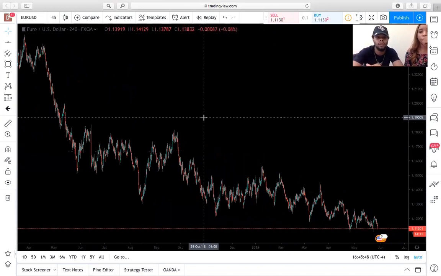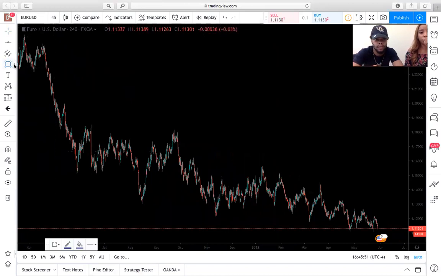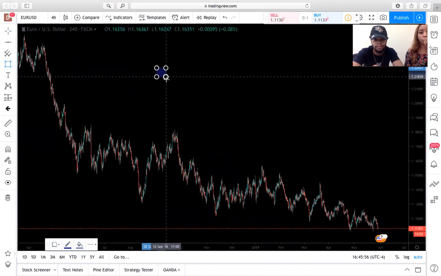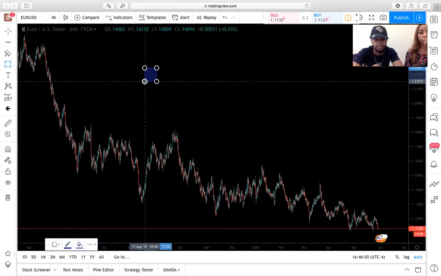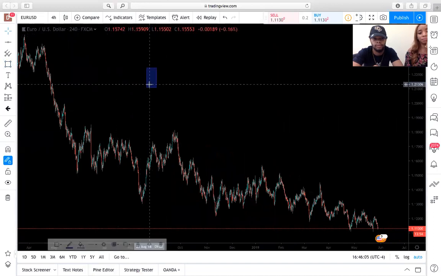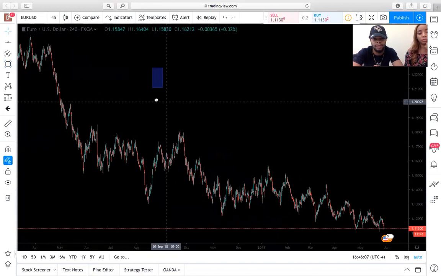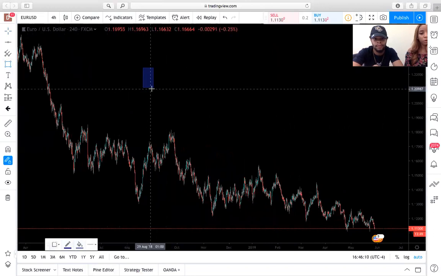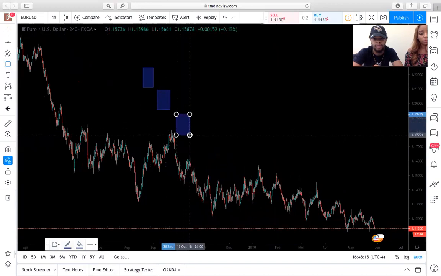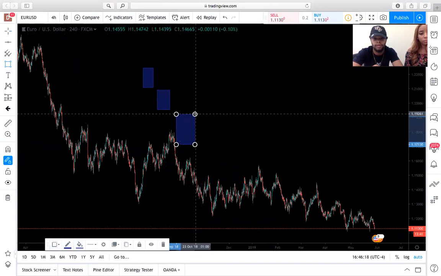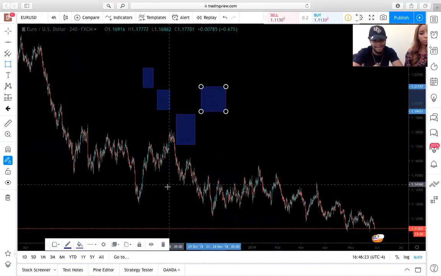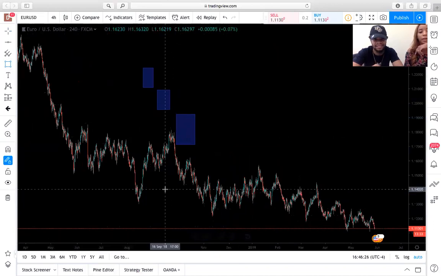Like you said, the market's not going to move straight. It's not just going to keep going down. It's going to have to pull back. We're going to draw a trend line and show you what pullbacks are.